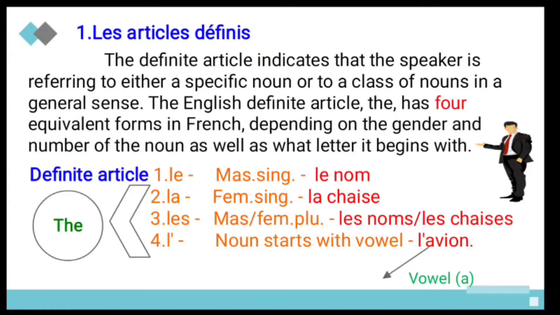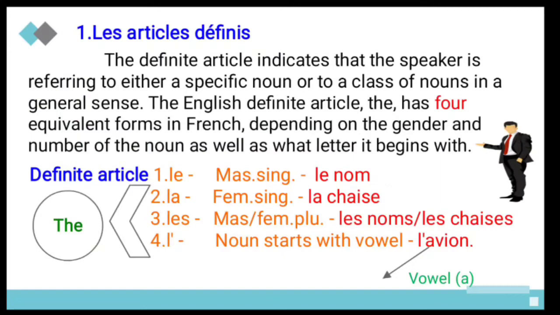The definite article is used for the specific noun only. What is the specific noun? I told you, that is a certain person or certain place or certain thing or certain idea. So it has 4 forms equivalent in French. What are the 4 forms? Le, la, les, and l'. These are the 4 forms. And what is the meaning of these 4 forms? The only.